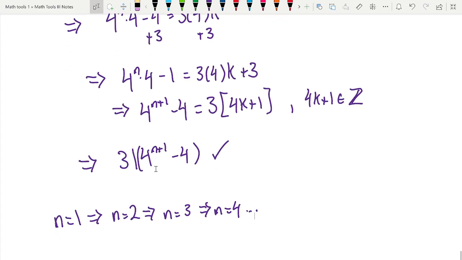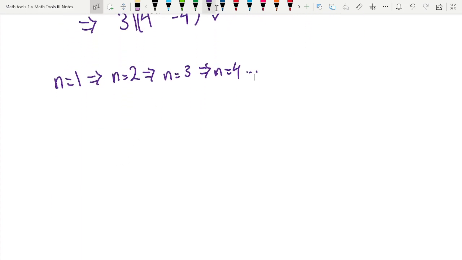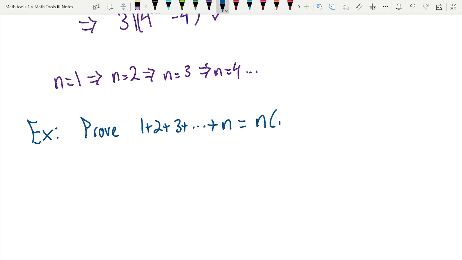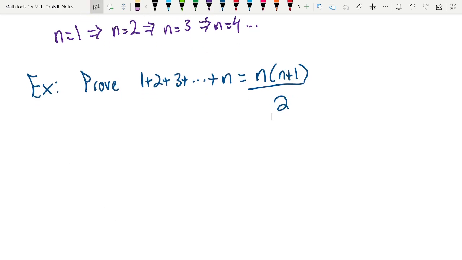So let's do another example here. Another common type of these proofs is to show that a bunch of natural numbers sum to something. So, for example, maybe we want to prove that 1 plus 2 plus 3 up to n is equal to n times n plus 1 over 2. Okay, I think we looked at this one in the series section of Math Tools 2. I'm not 100% sure, but this is a very common finite series.